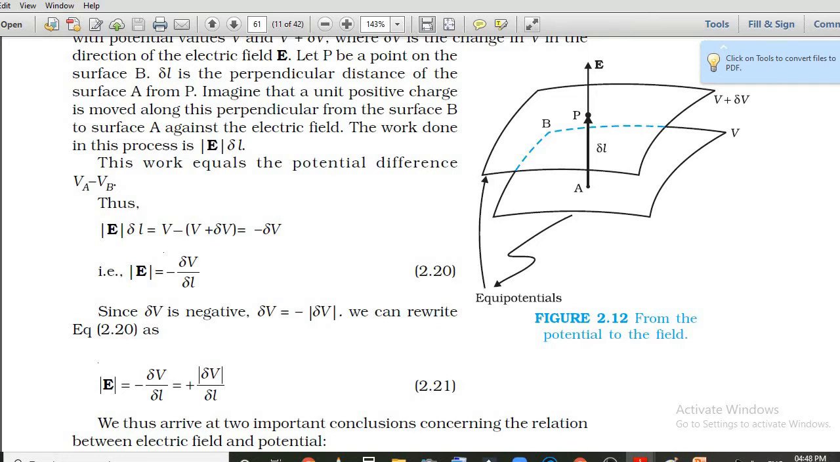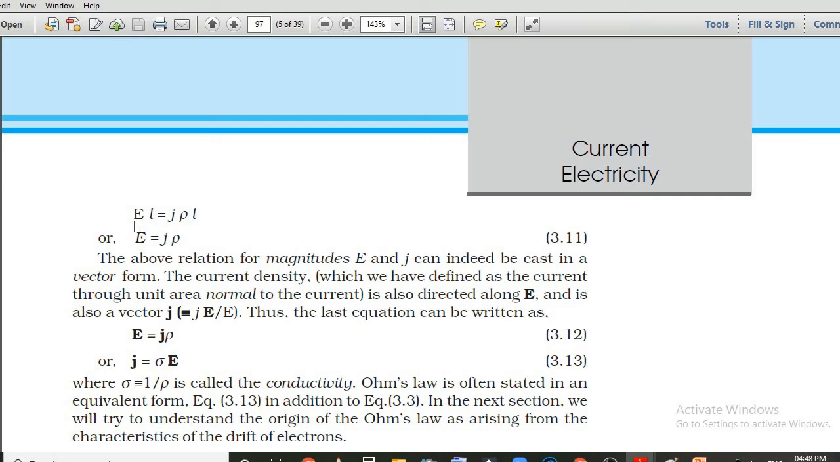In the previous chapter, while we were discussing the relation between potential difference and electric field, we studied E is equal to V divided by L, or delta V divided by delta L. Therefore, V is equal to E into L. That equation is utilized here. Thus, instead of V, we can substitute E into L.